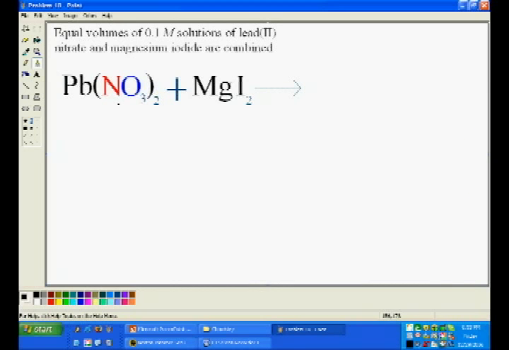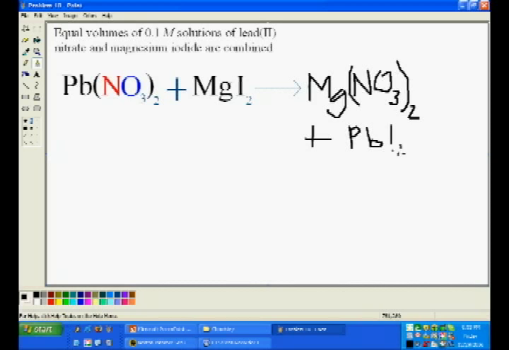Problem 10, equal volumes of lead 2 nitrate and magnesium iodide are combined. This reaction is double replacement because there are two binary compounds. The result will be magnesium nitrate and lead iodide. The second result, lead iodide, is a solid. This is the precipitate that makes the reaction possible.